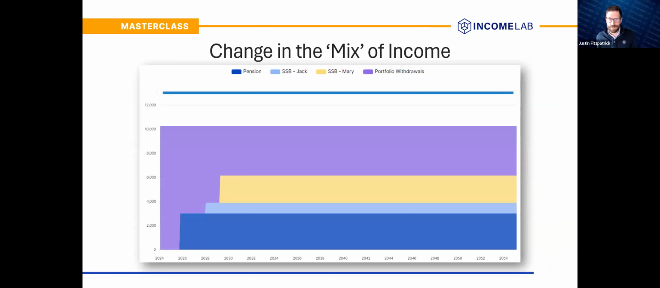A change in the mix of income. So maybe a pension starts, maybe a Social Security starts, maybe another Social Security starts. Okay, well, that doesn't actually change your income, but it does change how you're making it up. And so it's just an administrative change to the withdrawals. We'll let you know about that as well.